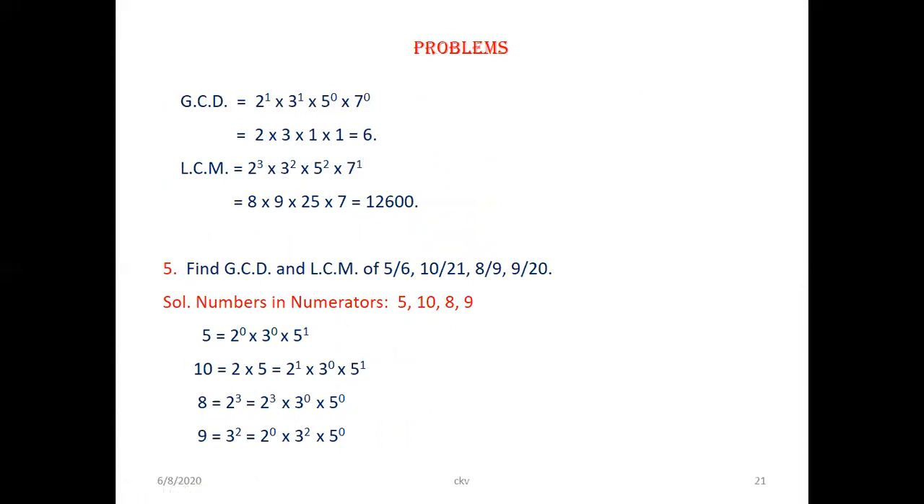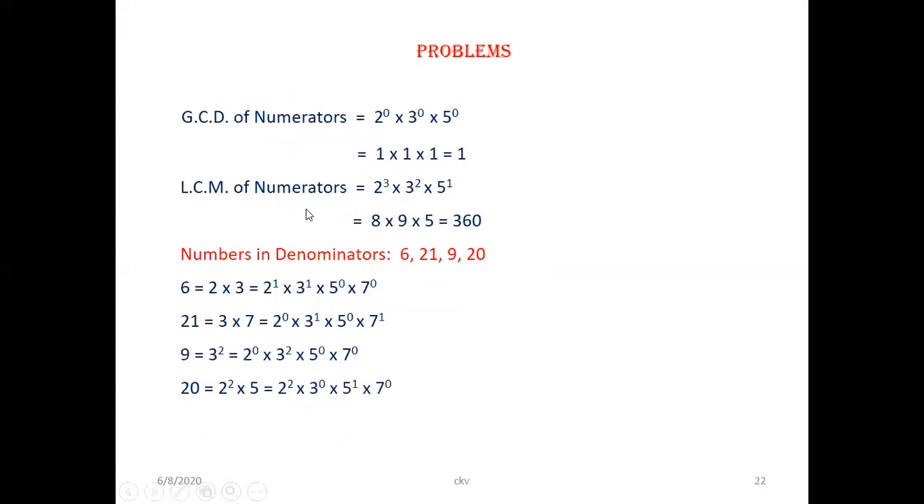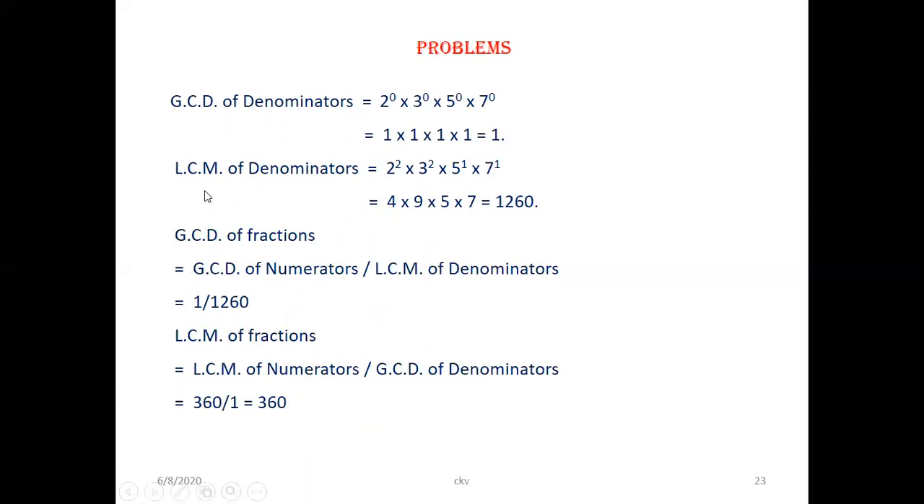Now another problem is to find out the GCD and LCM of the fractions, which was already discussed. So there is a formula. GCD of fractions is GCD of the numerators by LCM of the denominators, and LCM of the fractions is LCM of the numerators by GCD of the denominators. So first write the numbers in the numerators, for which you have to find out both GCD and LCM. Then you write the numbers in the denominators, for which you have to find out both GCD and LCM.